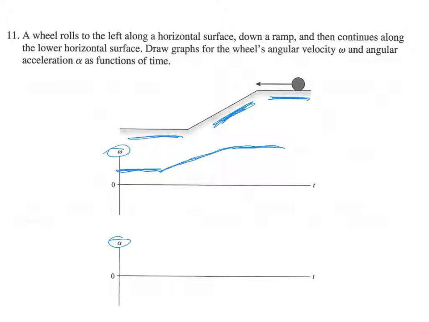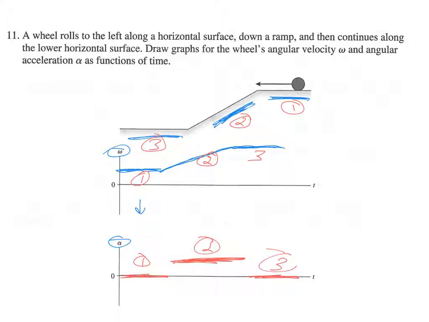So now I've got to work my way down. This first section, slope of a horizontal line, is 0. There's no acceleration. And then it has a positive acceleration. It's speeding up down that hill. And then back to a 0 acceleration because it's on a flat surface. So section 1, 2, and 3.